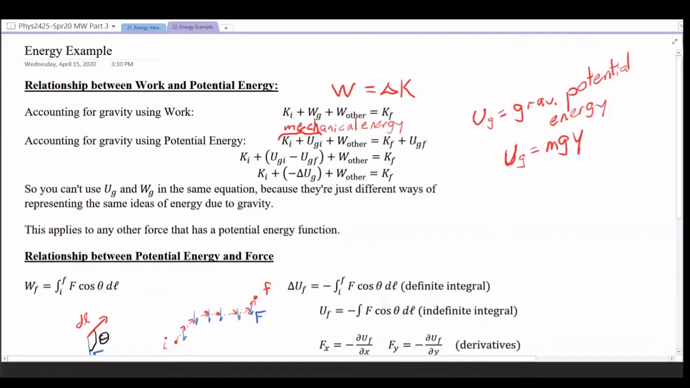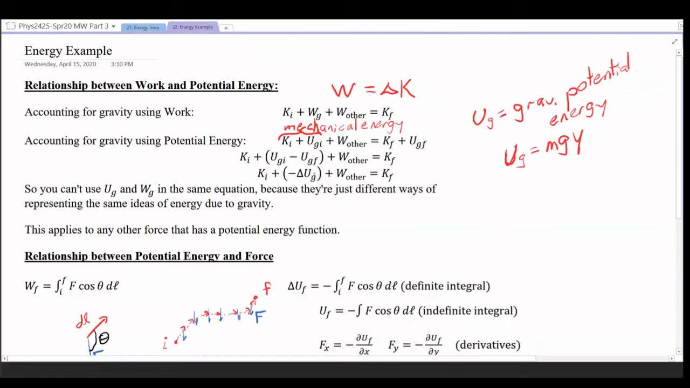So I took this and I subtracted U_G final from both sides, so it pops up as a negative over here. And then I recognized that this difference is the delta of this U_G value. But it's not how we usually calculate the delta. Usually a delta is final minus initial. This is initial minus final. So it's actually the negative delta.